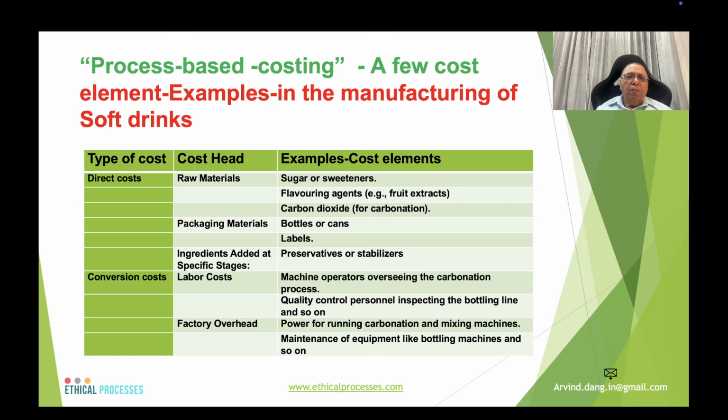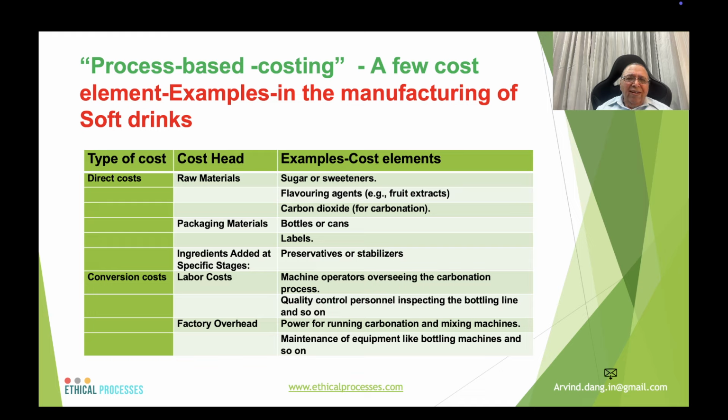Let's look at the example of process based costing. Here, one example is the costing elements in the manufacturing of soft drinks. This is process based costing. So direct costs here are raw materials, packaging material, ingredients added at the specific stages, and so on and so forth. And similarly, conversion costs are labor cost and factory overhead. Let's look at the example of direct cost. Raw materials here are sugar or sweeteners, flavoring agents, carbon dioxide for carbonization, etc. And packaging materials can be bottles or cans and labels.